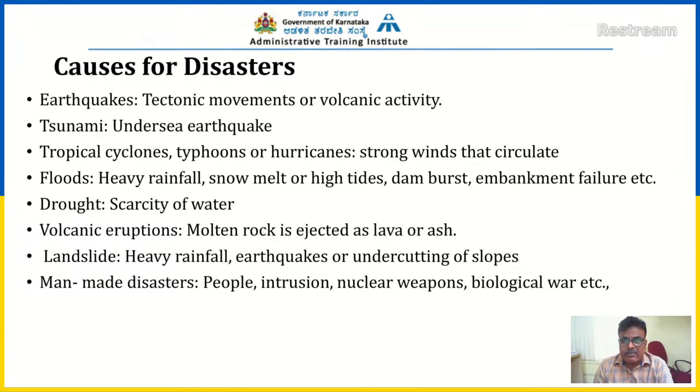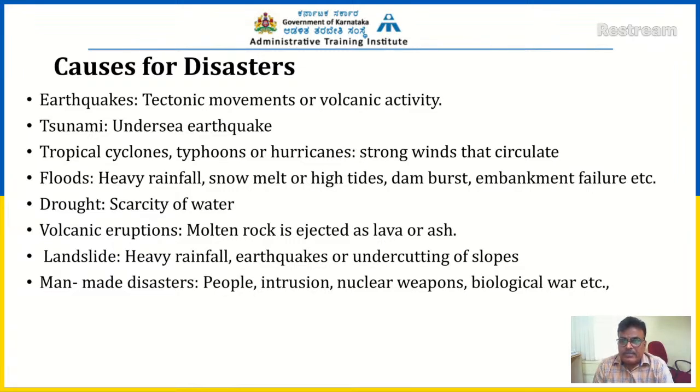Not only scarcity of water, but also other factors are there: vegetation index, moisture content in the soil, even the level of water in the dams, tanks, etc. Surface water, groundwater, etc. All of them will be taken into account for declaring drought.